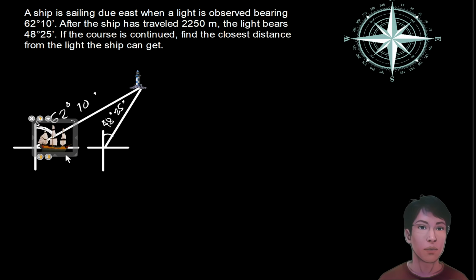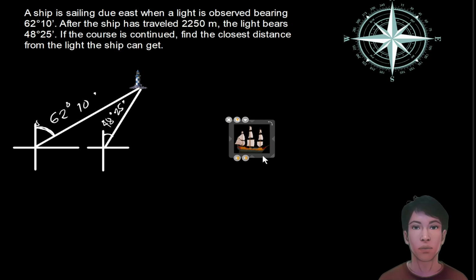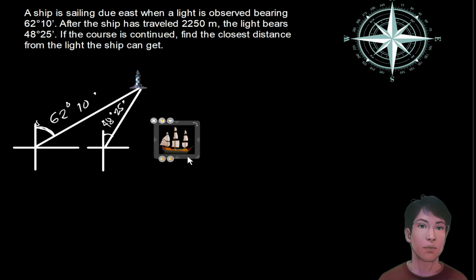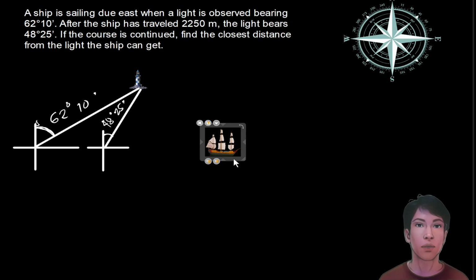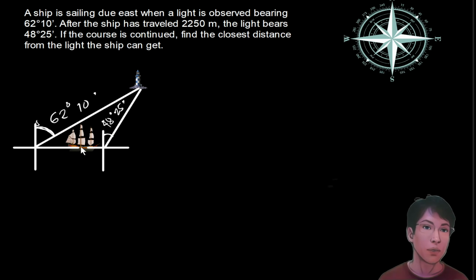From here all the way to the east. So the question is, what's the shortest or closest distance? We can observe that the ship can be anywhere, it can be over here. If it is over here, is it the shortest distance from the lighthouse, from the light? Over here, over here, over here.